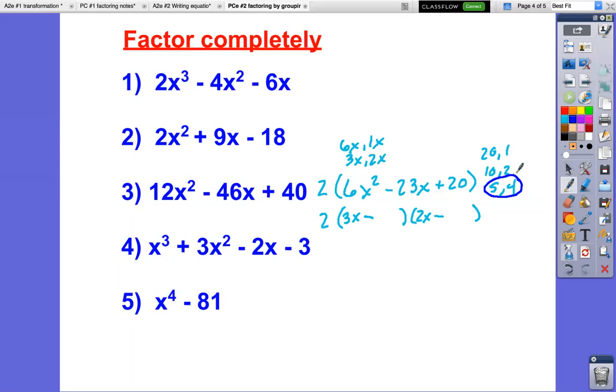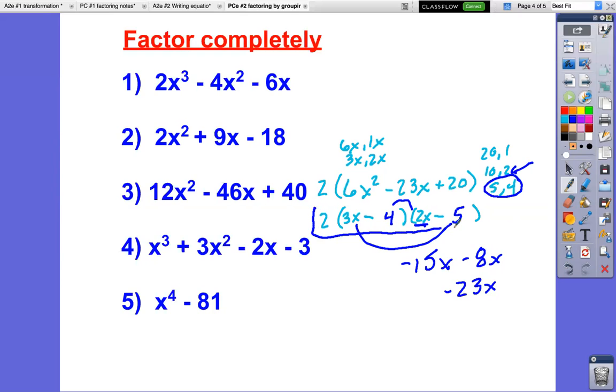By the way, can 10 and 2, is that even a viable option? Can I even check 10 and 2? I shouldn't, because that has a 2 and I could pull out a common factor. So that's not even a viable solution for right now. So let's try 5 and 4. The 4 can't go here because I would have a common factor. And the 5 and 4. Let's check. Does that match the middle term? It does. So that's my final answer.